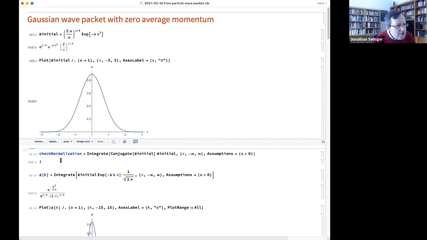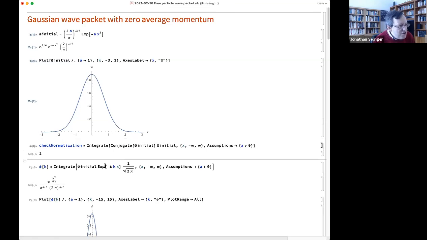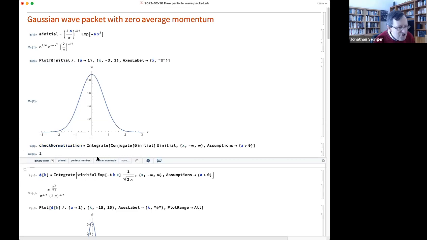So let's go through the series of steps. One step is, let's just check the normalization to make sure I didn't make a mistake. Oh, good, the normalization is equal to 1. It is a normalized function. So this whole procedure for making a normalized function works.